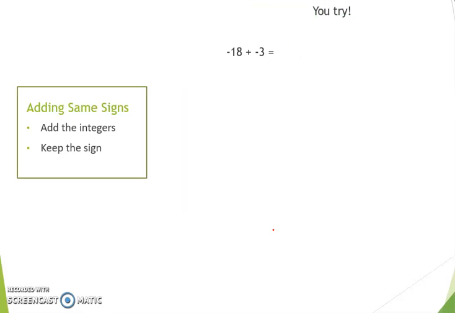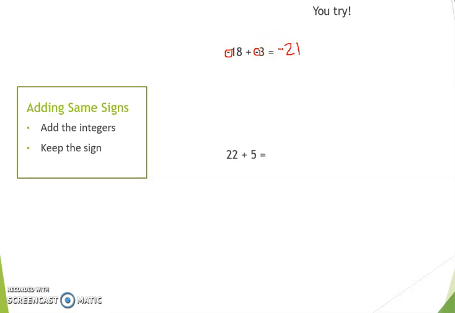All right, so now I want you to try this. Pause the video and see if you can work negative 18 plus negative 3. Again, we're going to first add the integers and then we are going to keep the sign. So 18 plus 3 gives us 21. And because our signs are both negative, our sum will also be negative.